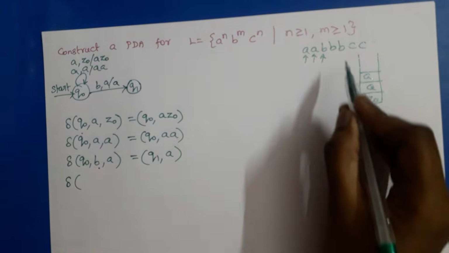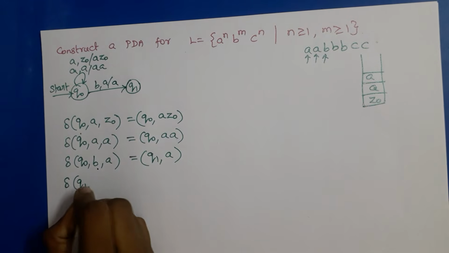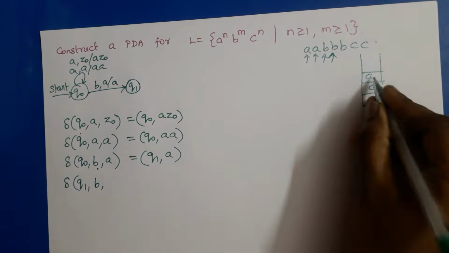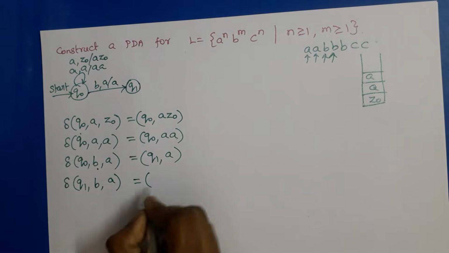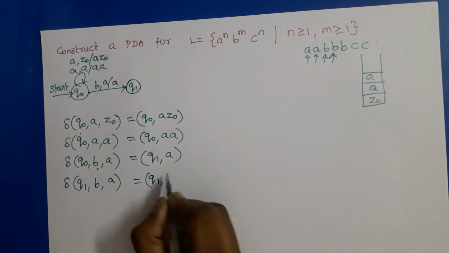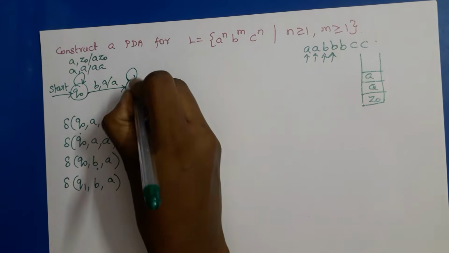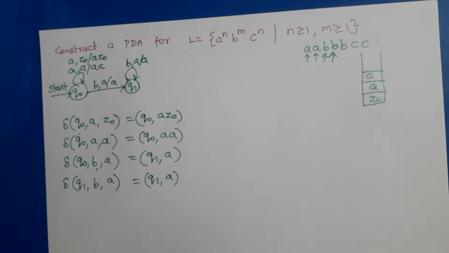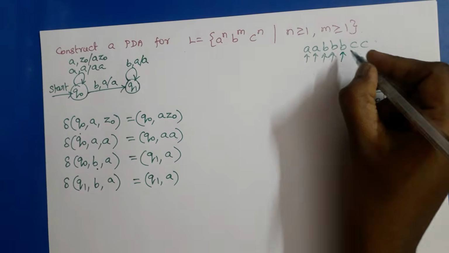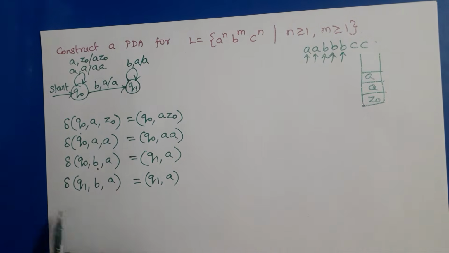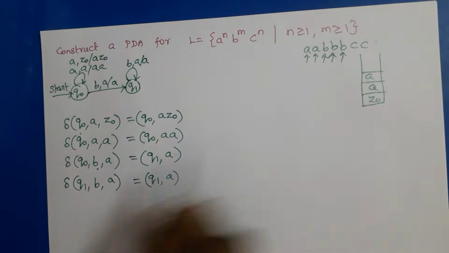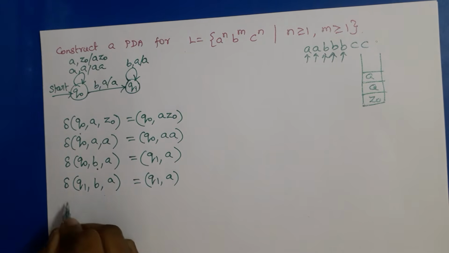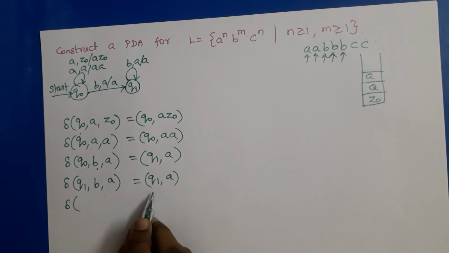Now we need to write for the remaining B's. So Q1 to Q1 we have to write. Q1, the next input is B, the top of the stack is A, and we should remain in the same state Q1 with no change in the stack. So from Q1 to Q1, B comma A slash A should be written here. So the next input is also B, and the current state is Q1. So delta(Q1, B, A) = (Q1, A). So this is performed repeatedly for any number of B's.